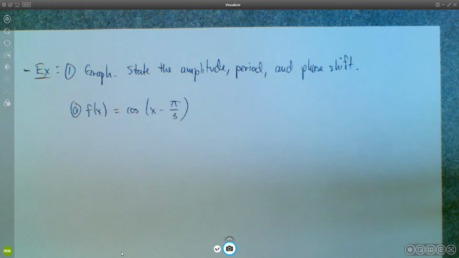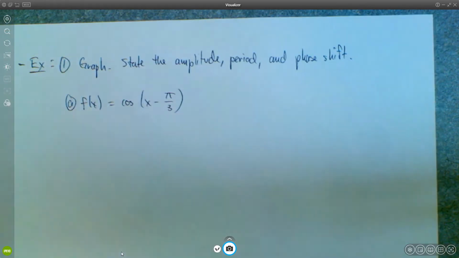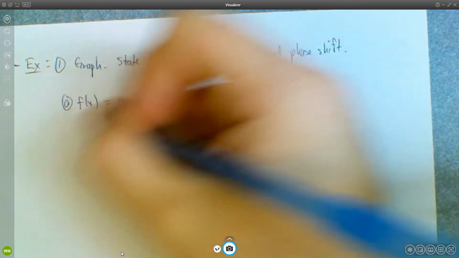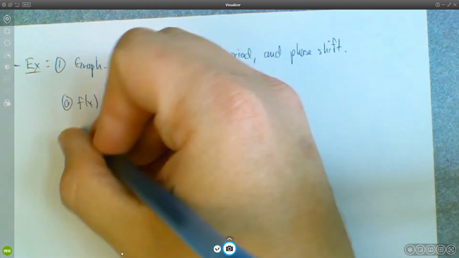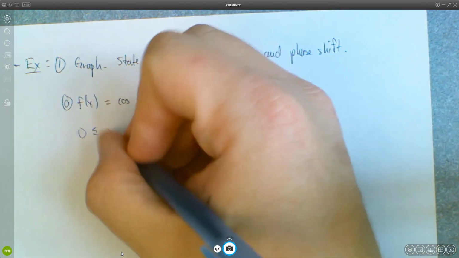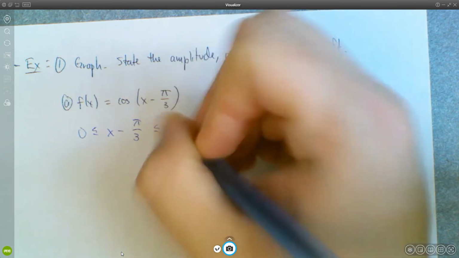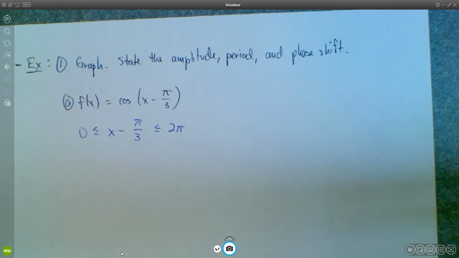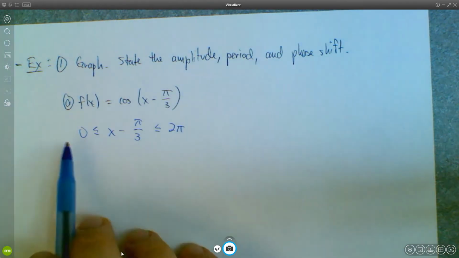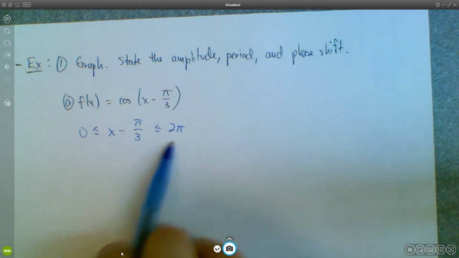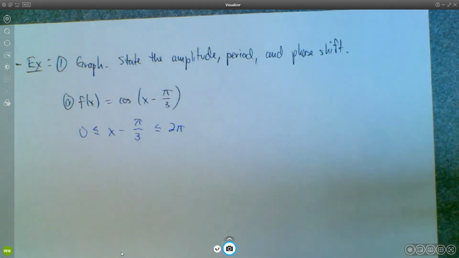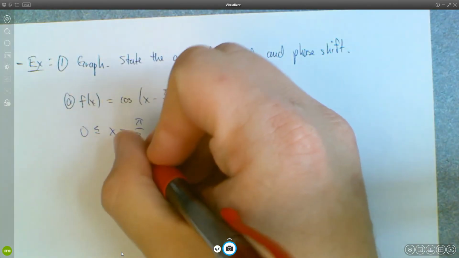Now, to graph this function, I'm going to start off the same way that I started in the previous section. I'm going to take the argument, and I'm going to trap it between 0 and 2 pi. And the reason I'm going to do this is because that will let me know, once I've solved for x, what my starting point and my ending point should be. So in this case, in order to solve for x, I need to add pi over 3.